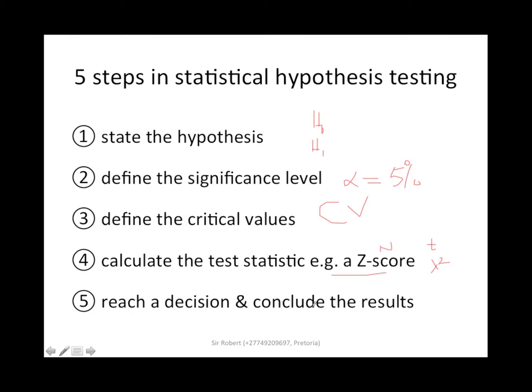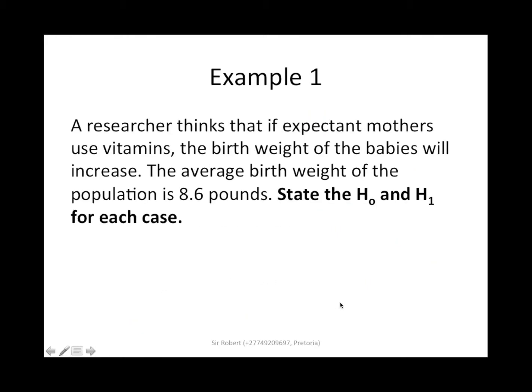Reach a decision and conclude the result. The decision is to accept or reject. Then you conclude. So these are the 5 steps: state the hypothesis, define the significance level, define the critical values, calculate the test statistic, reach a decision, and conclude the results. So let's give an example to illustrate this.